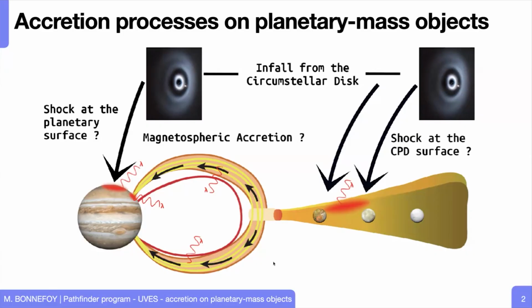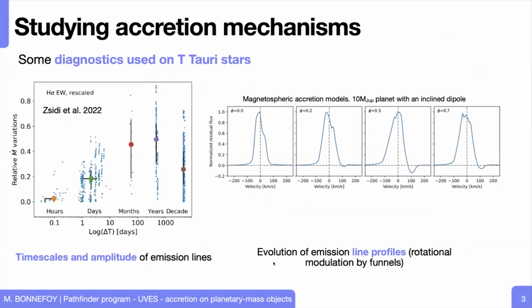And this is the question today I'm going to try to investigate, whether this mechanism is operating both on companions and on free-floating objects. To do so, I'm an observer, so we tried to identify diagnostics that have been used for identifying magnetospheric accretion on stars. And there are two that are interesting in our case, which can be reapplied to planetary mass objects. One is the study of the variability of the emission line. Variability in the emission line is something ubiquitous in the stellar mass regime, and we could expect it to be also present in the planetary mass range.